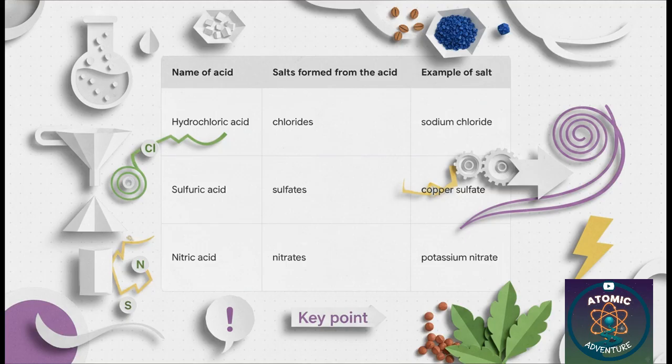If you start with hydrochloric acid, you get salts called chlorides. If you use sulfuric acid, you get sulfates. And if you start with nitric acid, you make nitrates. You see that pattern, right? The acid's name is your biggest clue to the salt's family name. This is so important to remember for your exam.